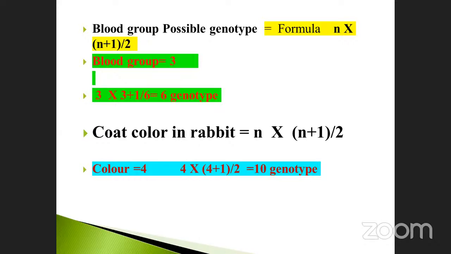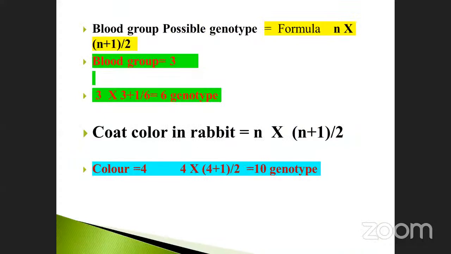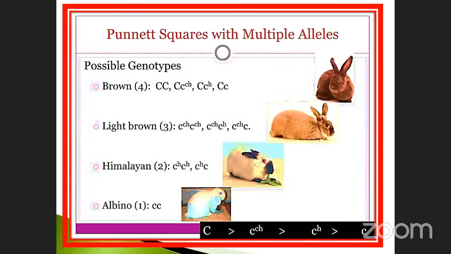How many coat colors are there? 4 types are there. See here. 1, 2, 3, 4 types. So 4 means you have to apply the formula. What will happen? 4 into 4 plus 1 divided by 2. So 5. Here is also 4. So strike out this 4 up to this 2. So 2 into 5, you will get 10 genotypes. See here. So these are the types. 4, 3, and 2, 1.